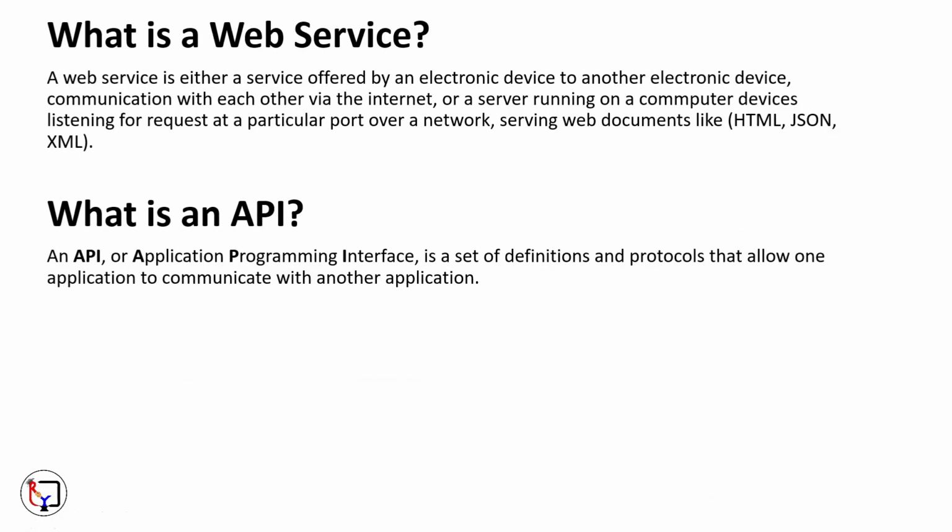So what is an API and what is a web service? A web service is either a service offered by an electronic device to another electronic device, communicating with each other via the internet, or a server running on a computer device, listening for requests at a particular port over a network, serving web documents like HTML, JSON, or XML. And what is an API? An API, or application programming interface, is a set of definitions and protocols that allow one application to communicate with another application. I will demonstrate this by creating a diagram.